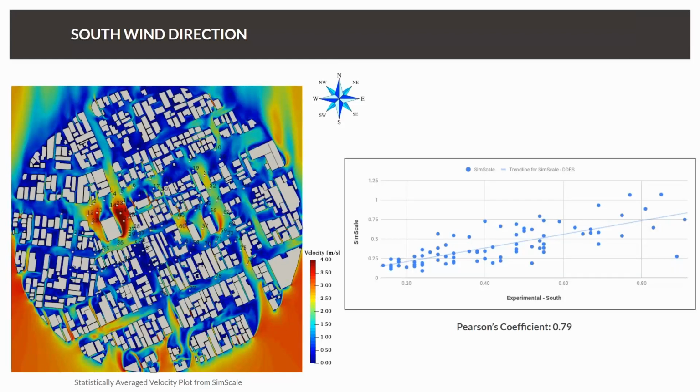And what we get here is actually very close to 1, 0.79 in this case, where you can also see that the points plotted along that line are pretty tight to the trend line there.